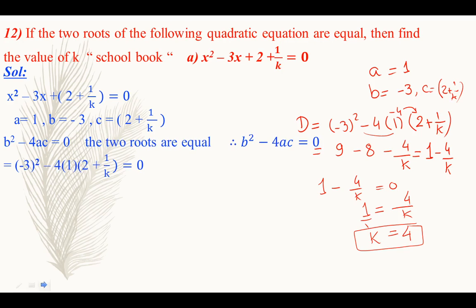Okay. Substitute. You will find that 9 minus 8 minus 4 over k equals 0. 9 minus 8 equals 1, so 1 minus 4 over k equals 0. Negative 4 over k will go to the other side, so 4 over k equals 1. Cross multiplication, so k equals 4. Okay? So k equals 4.